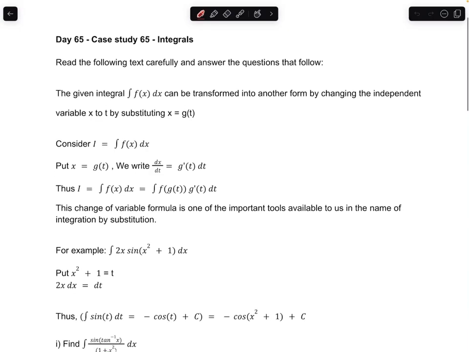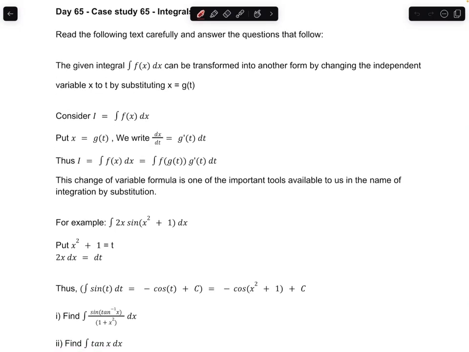Put x equal to g of t. We write dx by dt is equal to g dash of t, dt. I is equal to integral f of x dx equal to integral f of g of t times g dash of t dt. This change of variable formula is one of the important tools available to us in the name of integration by substitution. So the entire paragraph is talking about integrating using substitution.